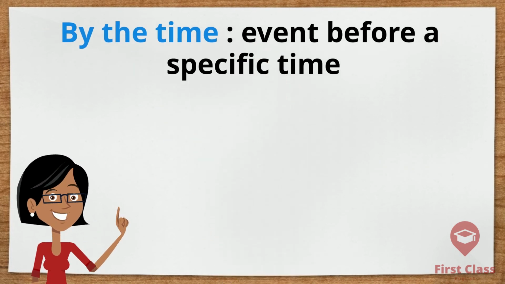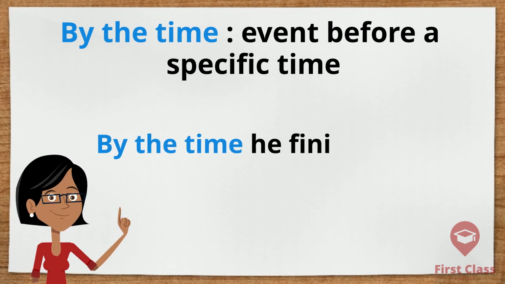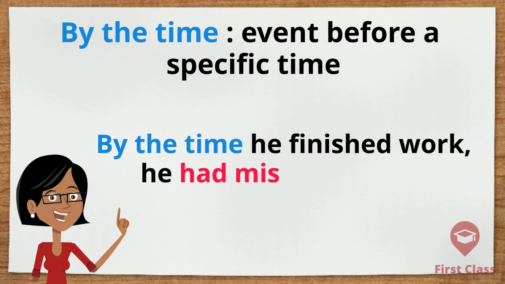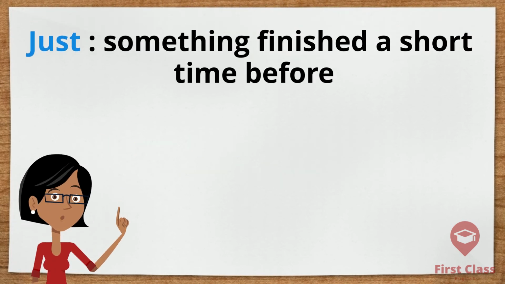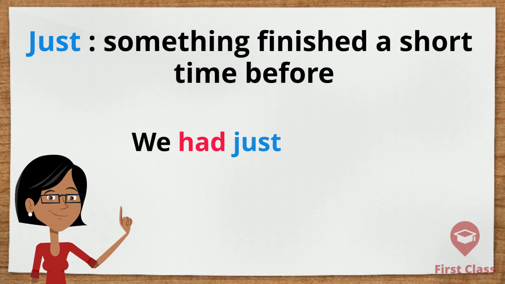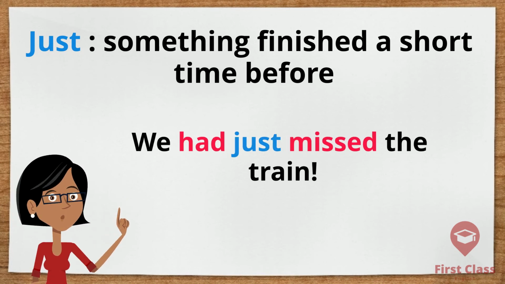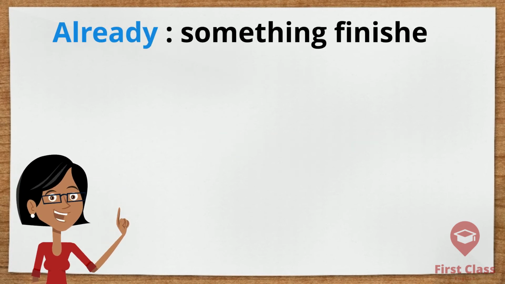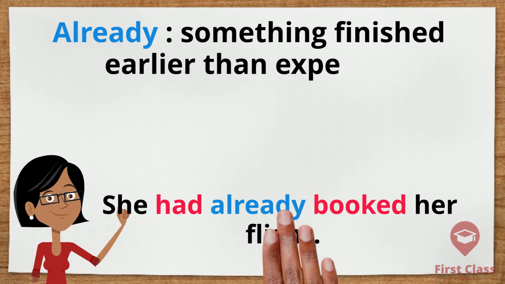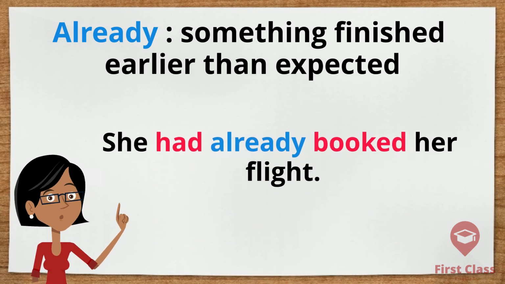We can use by the time to talk about an event before another action. By the time he finished work, he had missed the bus. If something is finished a short time before, we can use just. We had just missed the train. We can use already to talk about something that finished earlier than we had expected. She had already booked her flight.